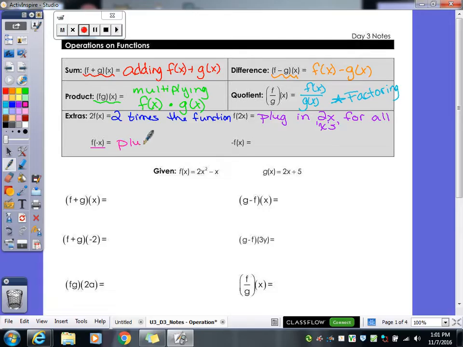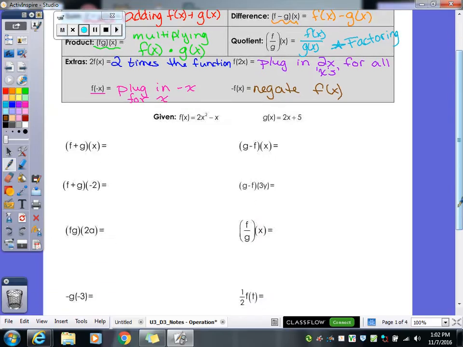Here, we're going to plug in negative x for x, which again is different than this last one here. This is where you just negate the whole function. You just negate f of x. You're just multiplying everything times a negative 1 basically. It does give you different answers. There are differences to it. So let's take a look at our examples.